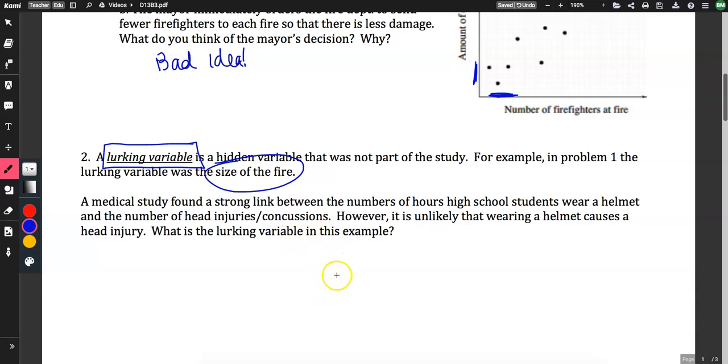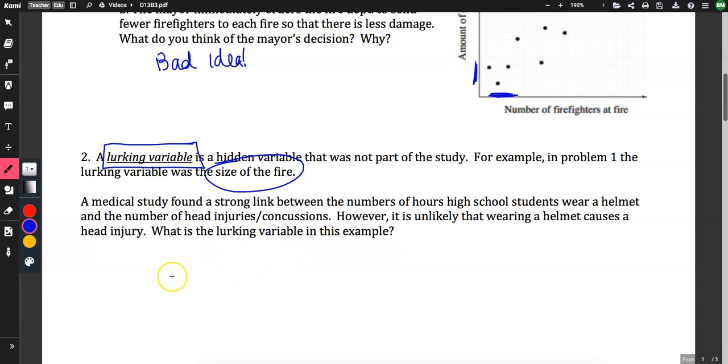Another example, it says a medical study found a strong link between the numbers of hours high school students wear a helmet and the number of head injuries or concussions that they get. However, it's unlikely that wearing a helmet actually causes head injuries. What do you think the lurking variable is? What's another reason kids are wearing helmets and having head injuries?